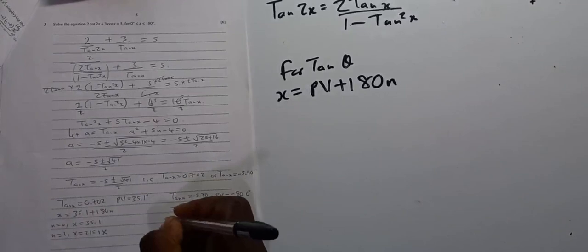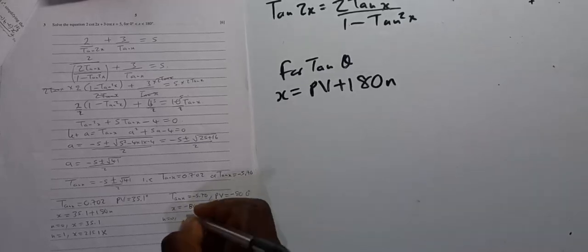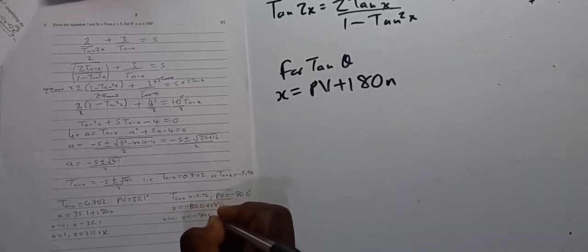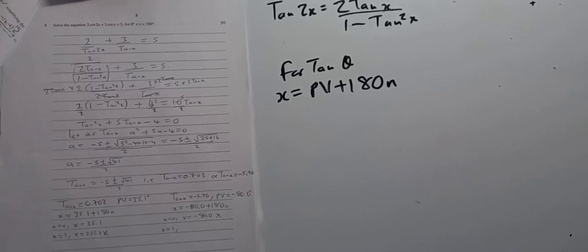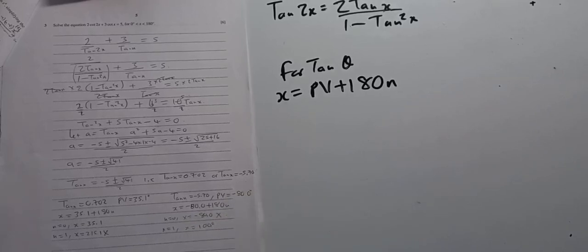After writing this equation, for n equals 0, this part will be 0. So x equals minus 80.0, which is not in the range 0 to 180 degrees. So we look for n equals 1. It means we have minus 80 plus 180. So that will be x equals 100 degrees. If we do this, then we are now done.